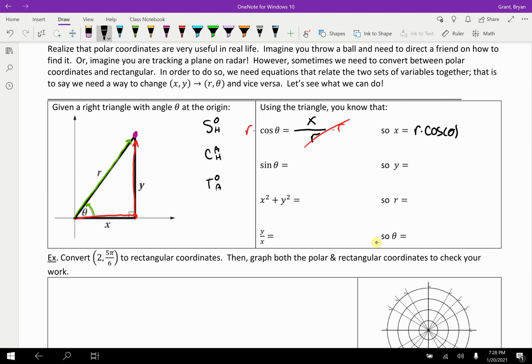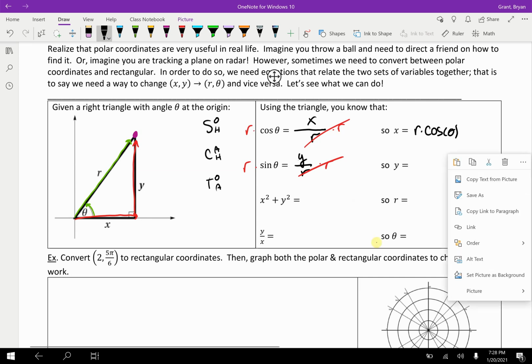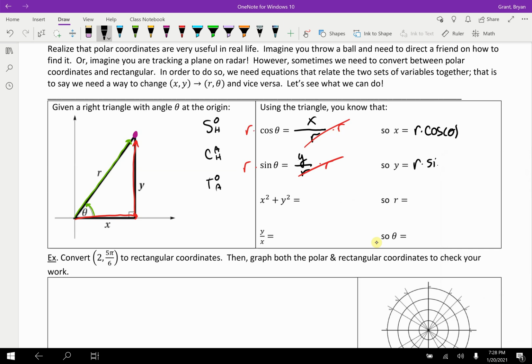Sine of theta is very similar. That's the opposite over the hypotenuse this time, right? Opposite is over there. And we can again multiply both sides by r to get rid of that fraction, and it gives us the commonly used relationship that y is r times the sine of theta.